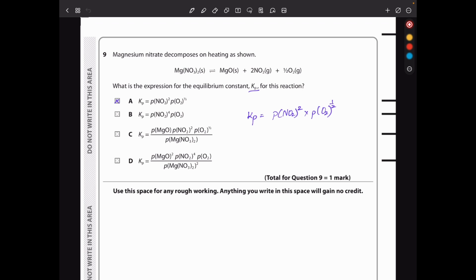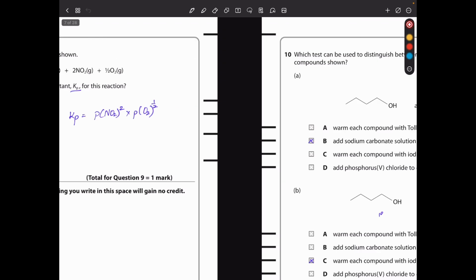In question 9, magnesium nitrate decomposes on heating as shown here. What is the expression for the equilibrium constant Kp for this reaction? Kp takes into account gases. Since this is a solid and that is a solid, they cancel out. So Kp is going to equal the partial pressure of NO2 squared times the partial pressure of oxygen to the power of a half. And so the answer is A.